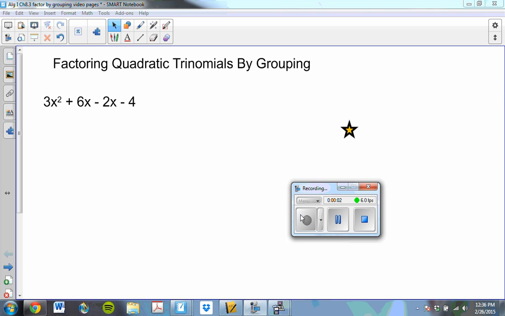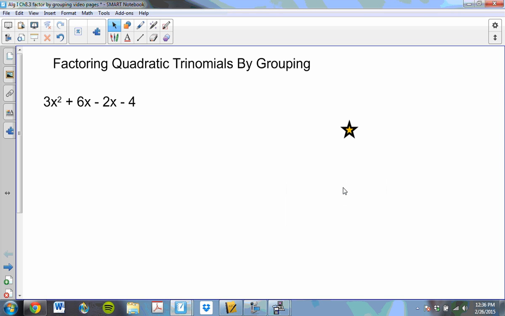Let's talk about how to factor trinomials with grouping. We've talked about factoring by grouping, where you have four terms. So you take the middle term and split it, and I factor the two halves. Out of the left half, 3x squared plus 6x, I can pull out a 3x, and I'm left with x plus 2.